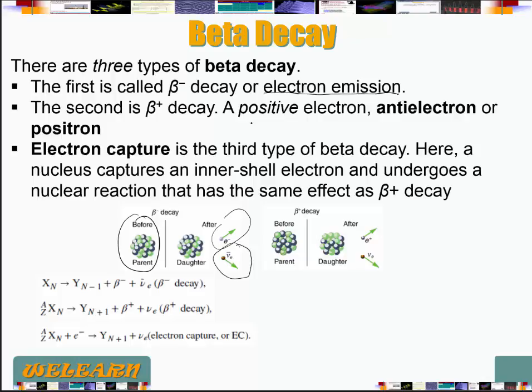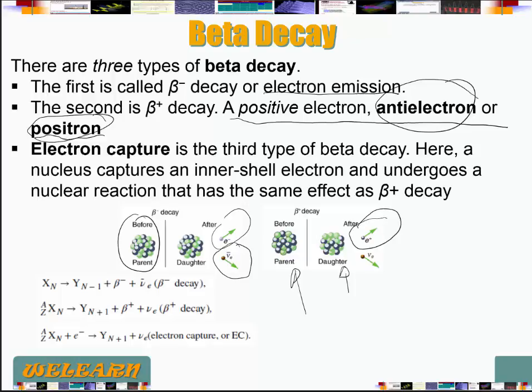The second type of beta decay emits a positive electron. A positive electron, that's not something that we find easily in nature. It is what we call an anti-electron or a positron. Now, in this particular case, the parent is going to give a daughter. A positron is going to be emitted, and along with that a neutrino.